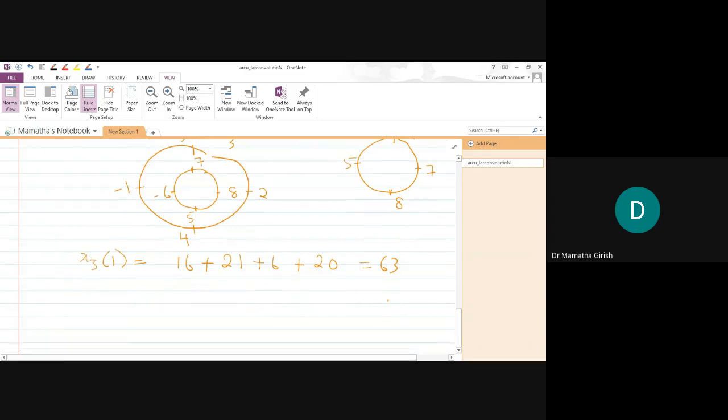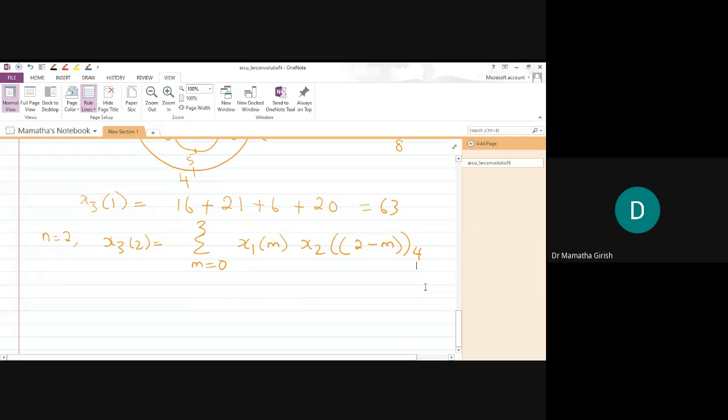Now, similarly, we'll go for n is equal to 2. x3 of 2 is given by summation, small m varying from 0 to 3, x1 of m as it is, times x2 of, in this case the value of n is 2, so 2 minus m modulo 4.